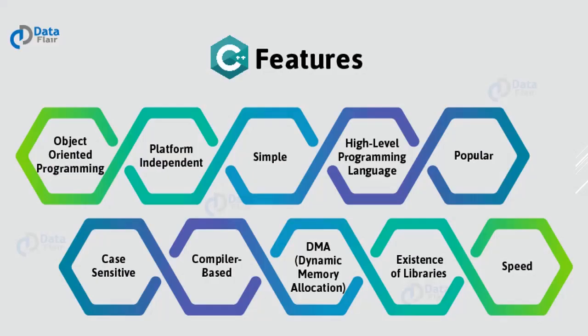Now, what are the features of a C++ program? C++ is object-oriented, platform-independent, simple, a high-level programming language, popular, case-sensitive, compiler-based, it has dynamic memory allocation, and it has the existence of libraries. It also has a good compiling speed.